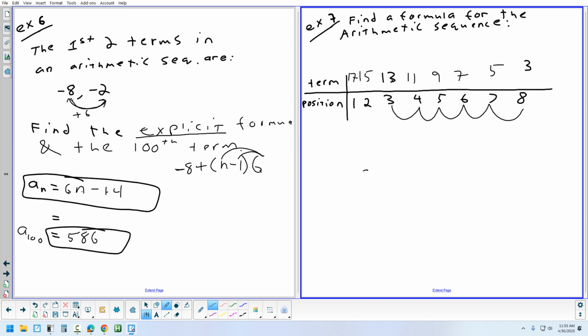There you go. So now your explicit formula is the first term plus n minus 1, and what do you do? The d is what you do as you go this way. So negative 2. You are subtracting 2 each time. You read it left to right. Any question why it's subtracting 2, not adding 2? Okay, and then you could simplify that, but I'm going to leave it like that. Any question on that?